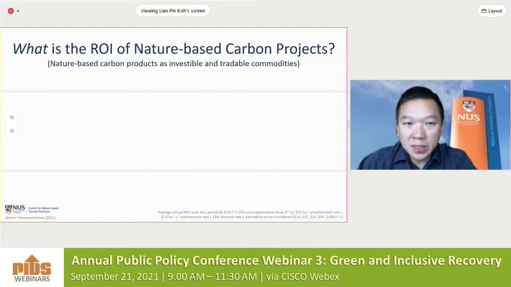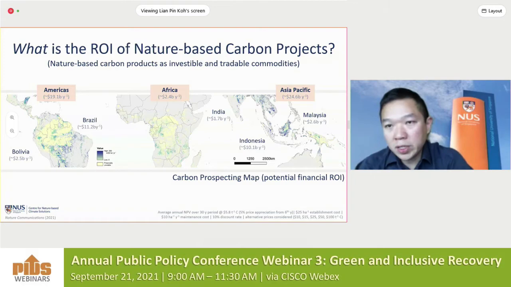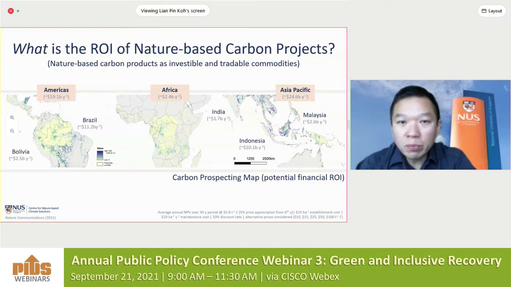Based on very conservative carbon pricing scenarios, we find that the Asia-Pacific region, particularly Southeast Asia, has the highest concentration of the most profitable carbon projects, which can generate return on investment at close to $25 billion in net present values per year, every year for the next 30 years. Indonesia alone can generate about $10 billion per year.